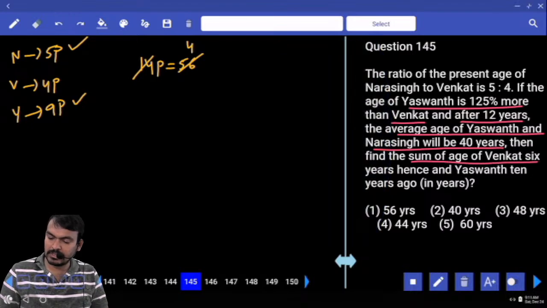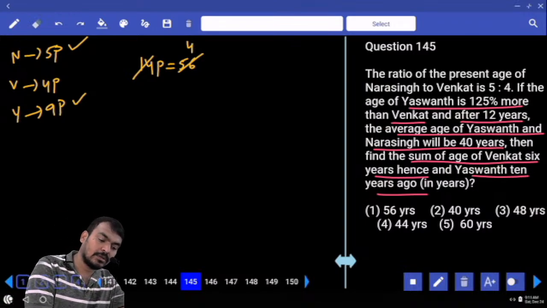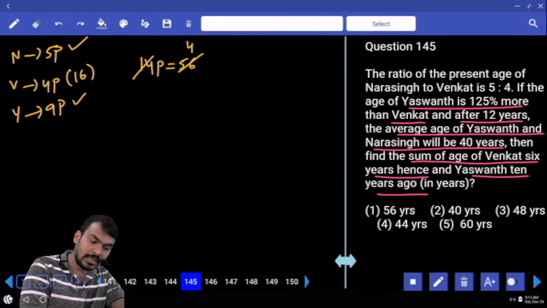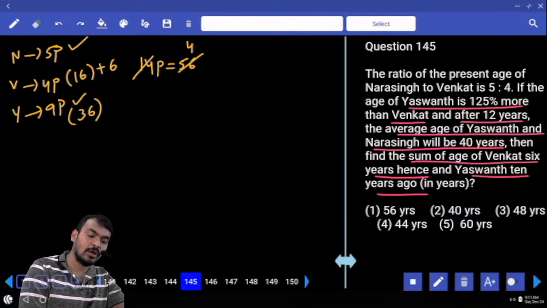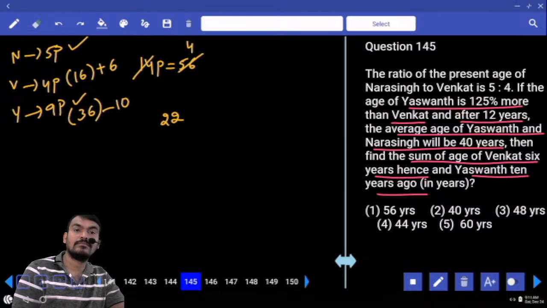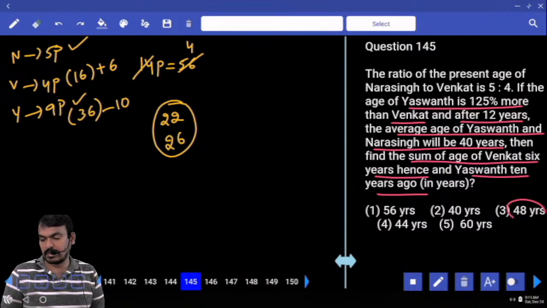Find the sum of the age of Venkat 6 years hence and Yashwant 10 years ago. Venkat is 4 parts. What is the 4 parts value? 16. And Yashwant 9 parts. 9 parts are how much? 36. But we require Venkat 6 years hence, means 16 plus 6, which is 22. And Yashwant 10 years ago, 36 minus 10, which is 26. We require the sum of 22 and 26. What is the answer? 48.